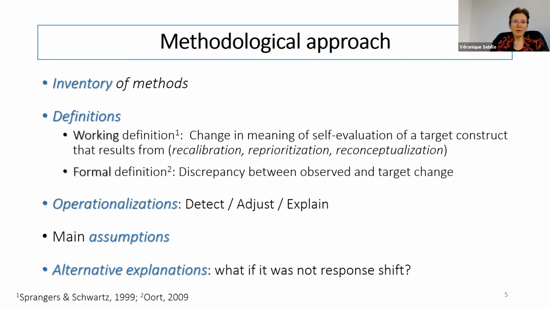And we also looked at operationalization of response shift depending on the different methods and whether the methods could detect, adjust, and or explain response shift. And we also examined their main assumptions, which were also compared, and their alternative explanations. That is, what if the response shift that was detected was in fact not response shift, but maybe something else.